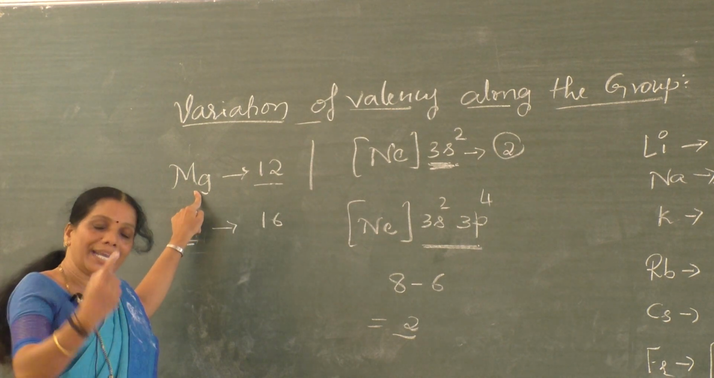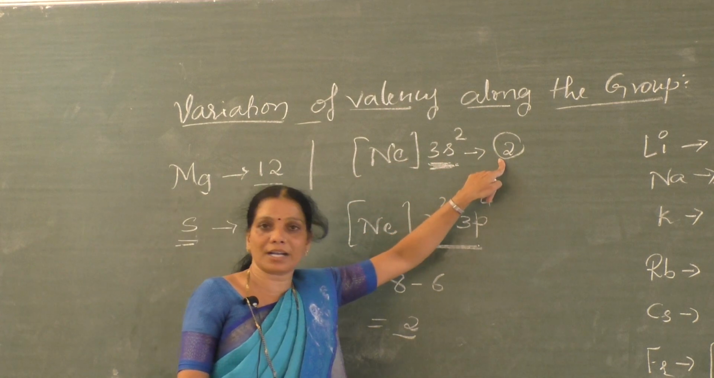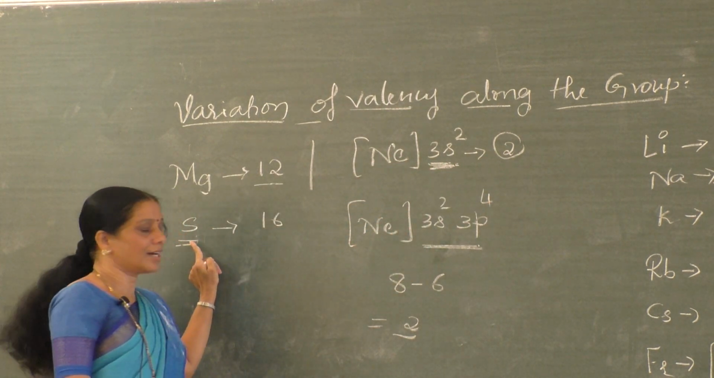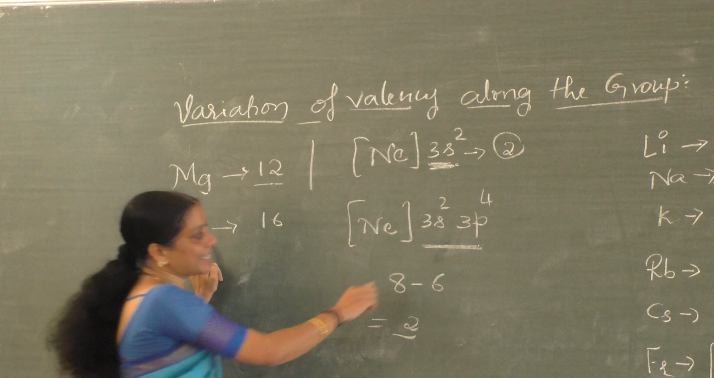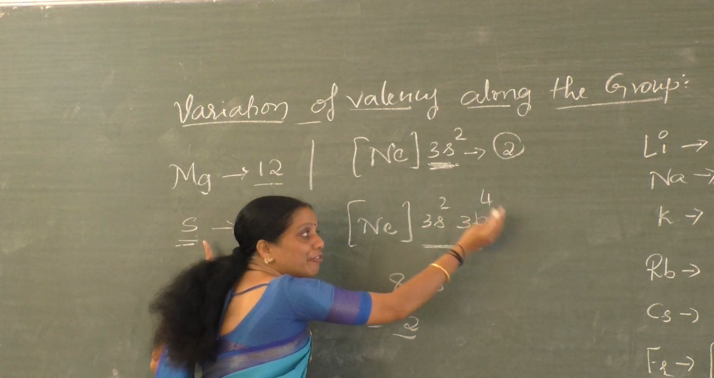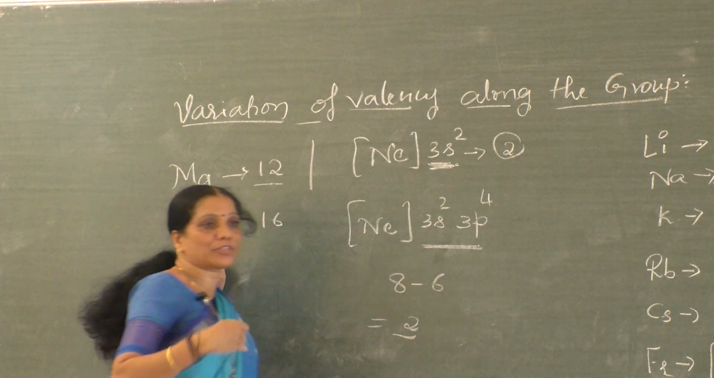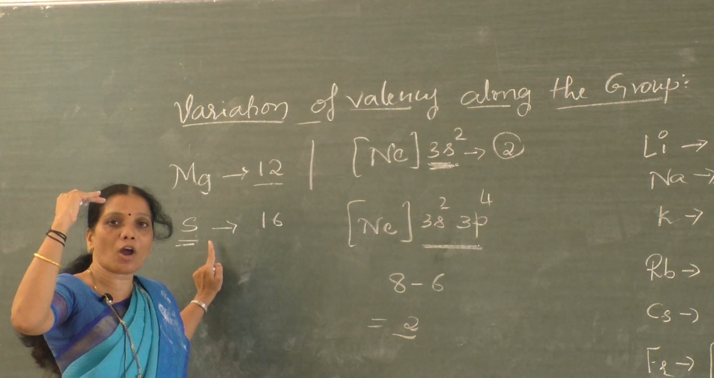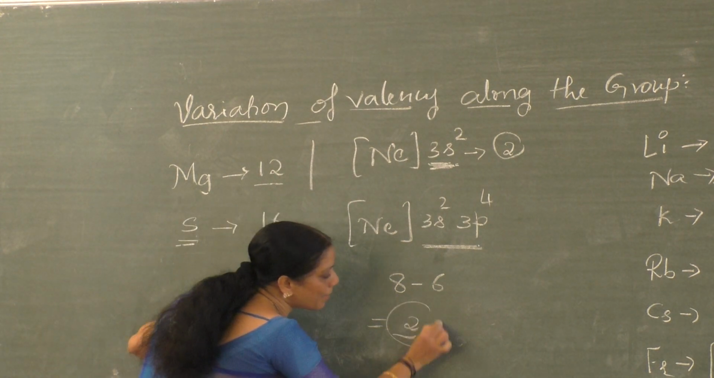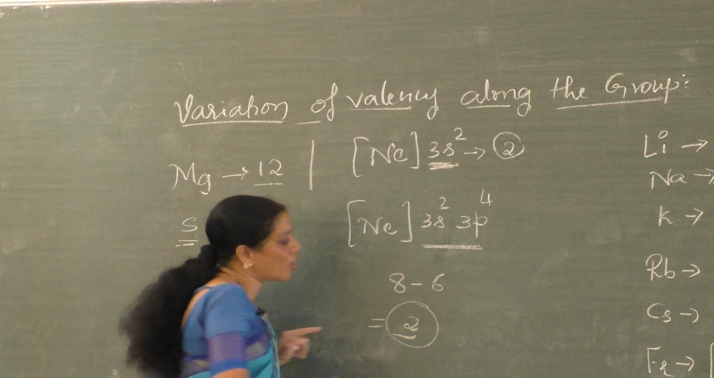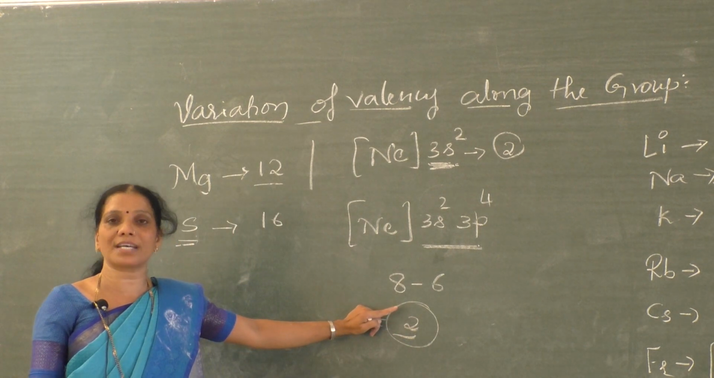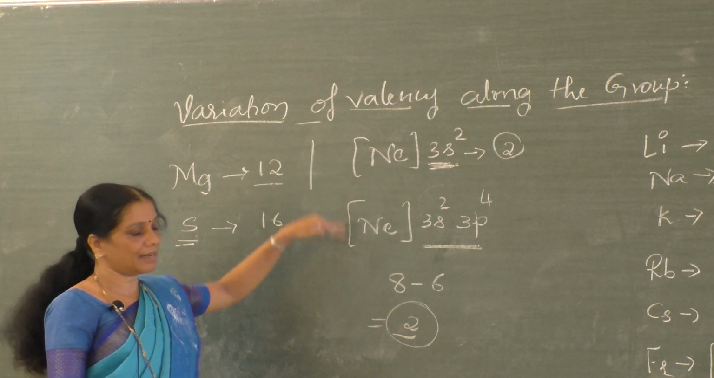Just see here, both the elements have the same valency. Magnesium, by donating 2 electrons, its valency becomes 2. Sulfur has 6 electrons; if it gains 2 more electrons, it can reach the highly stable octet state. That means by gaining 2 extra electrons, its valency also becomes 2. Is it clear for you?